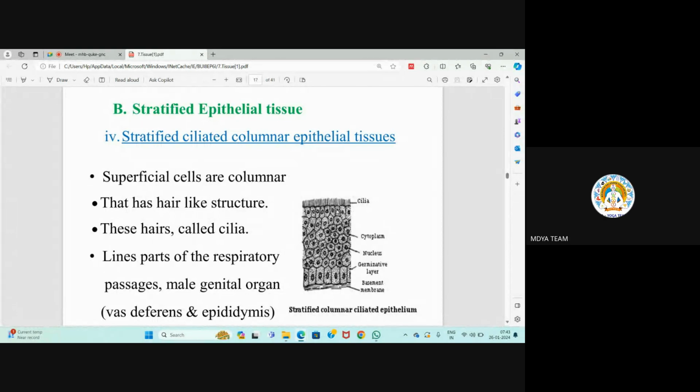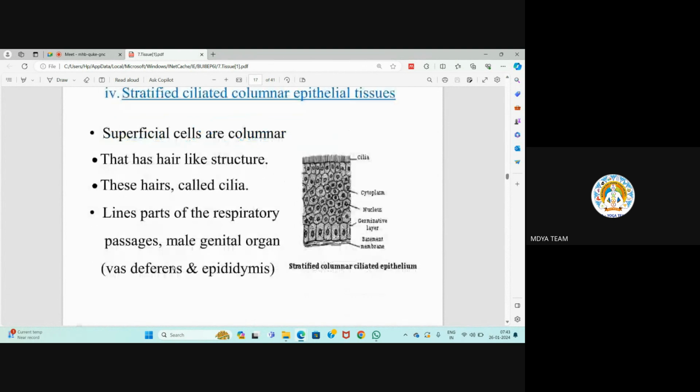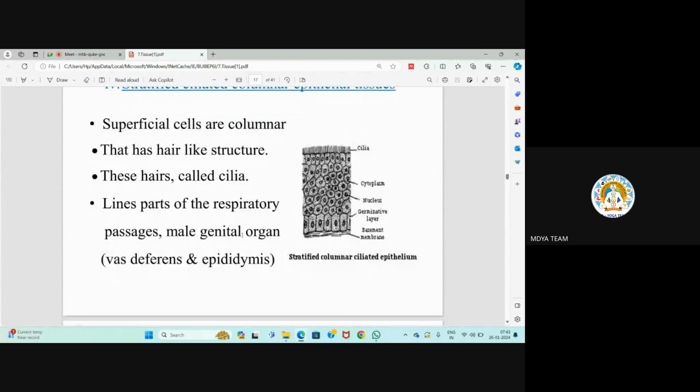So the outer layer is columnar and the middle layers are haphazard and varying in shape and size. But the outer layer is columnar and has cilia. So this is stratified ciliated columnar epithelial tissue. These hairs are called cilia. It lines part of the respiratory passage and the male genital organs, that is the vas deferens and epididymis.